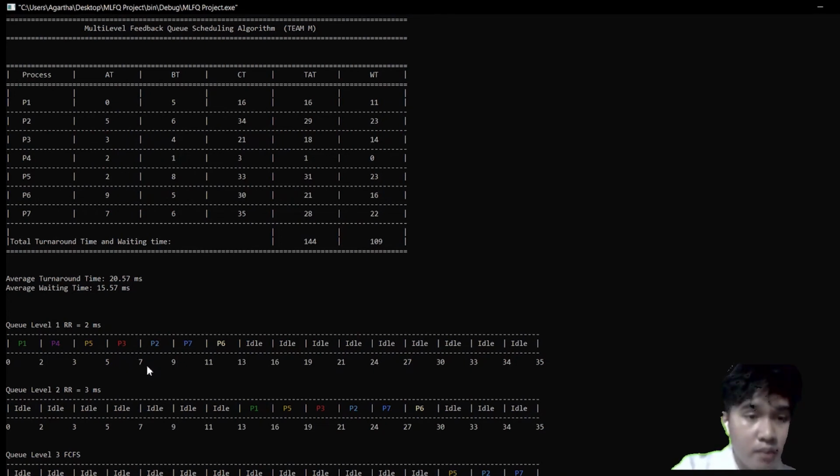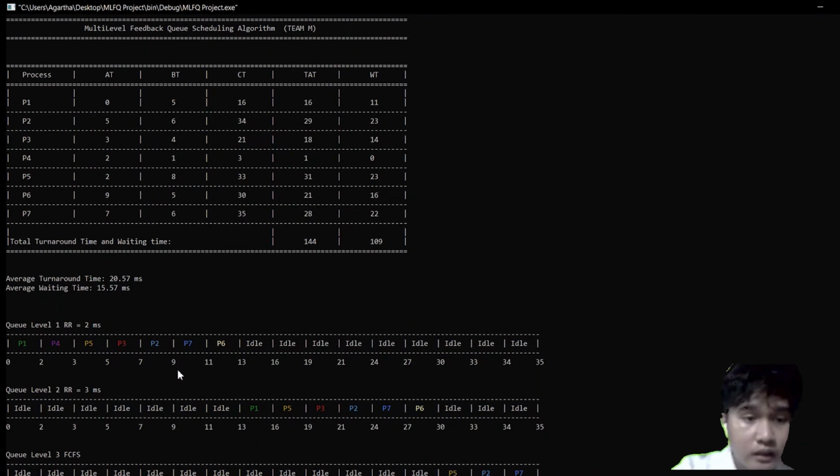Since at time 7, P2 was ready to execute since P2 has the arrival time of 5 milliseconds. So P2 was executed and ended at 9 milliseconds. Since P2 has a remaining burst time, it shifts to queue level 2.